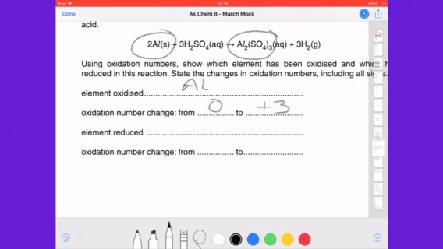I think a number of you in the end forgot to divide by 2 and put 0 to plus 6 as your answer. For hydrogen, hydrogen is in H2SO4 to begin with, and therefore hydrogen starts off as a plus 1 ion, and because it is in its elemental form at the end, elemental form means it has an oxidation state of 0.